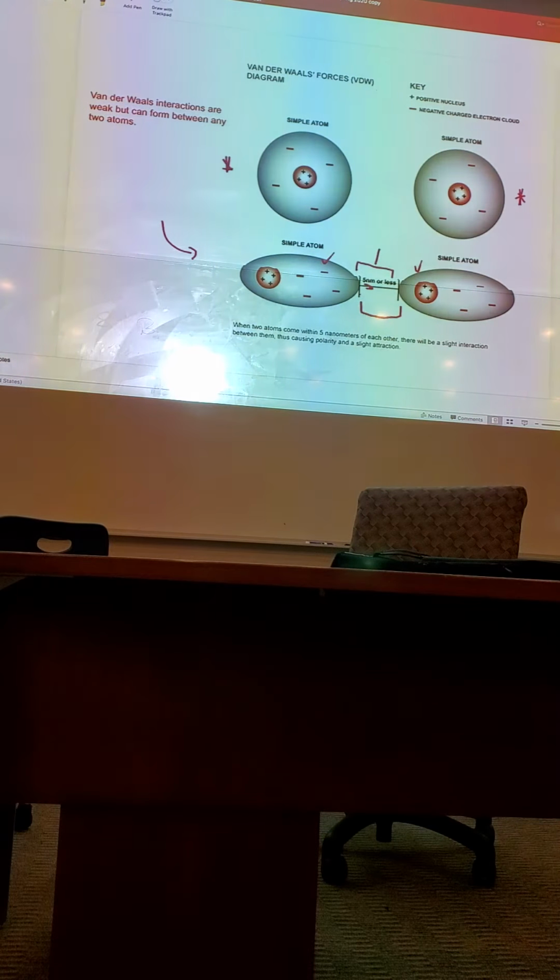You can see why it doesn't matter what the identity of the atoms are, because all atoms have positively charged protons and negatively charged electrons around them. So this idea of attraction and repulsion and van der Waals radius is true for all atoms. The radius will change depending on the size of the atoms that are involved. This is actually a big driving force for protein folding, as you probably will imagine, and I'll bring it up again when we look at the structure of a protein.